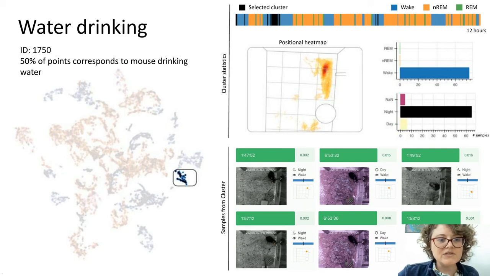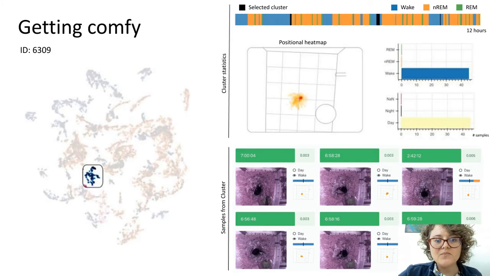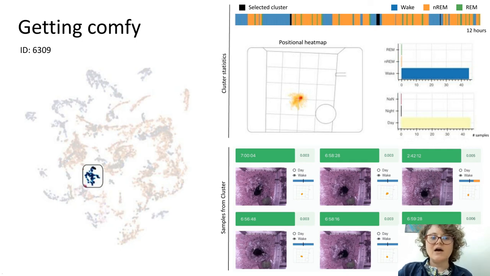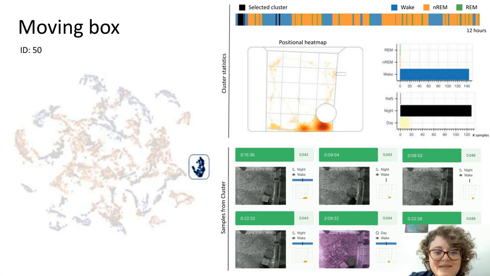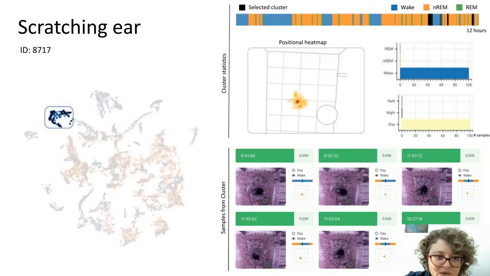So in this case, just looking at an example where we have water drinking, on the bottom are insets of the video, finding clusters in the latent space that correspond to nest building, or getting comfortable but not sleeping, so a quiet wake state, being more active and playful and moving their box and other objects, and so on and so forth.